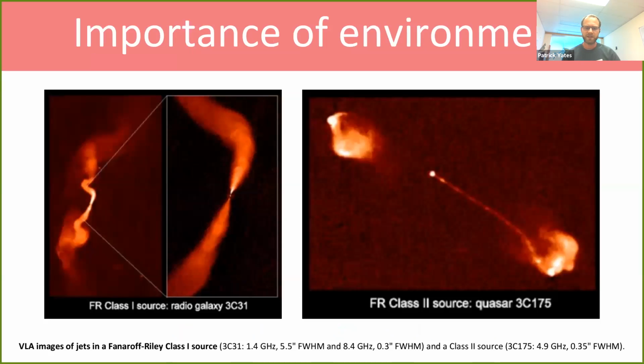Okay, so we've got this model that lets us take our simulation and produce radio observations from it. What can we do with it? Well, it turns out that environment plays a really important role in how radio jets evolve and the morphology that they take on. So here in the slide, I'm showing two quintessential AGN morphology types. We've got FR1s and FR2s on the left and the right. And these differences are driven by the environment into which these radio sources are propagating.